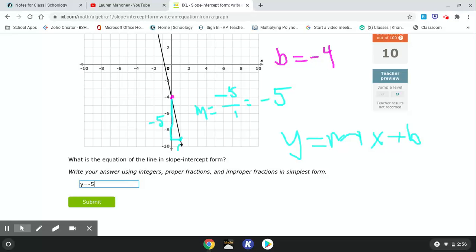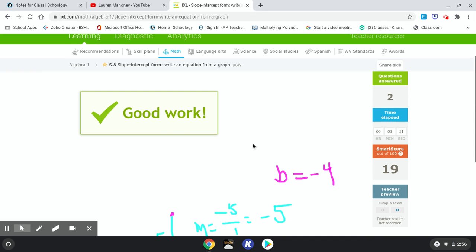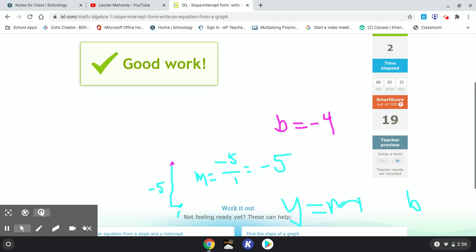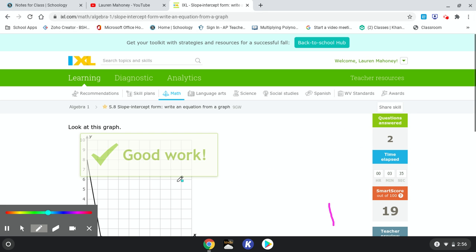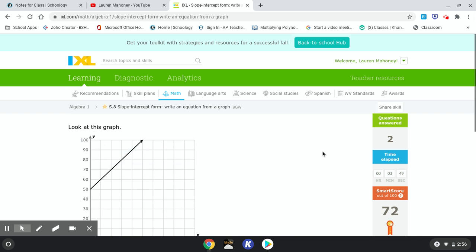So again, we're plugging into y equals mx plus b. My m is -5, my b is -4. So let's come down here to our text box. Y equals -5x minus 4. And that's all you have to do for this section.